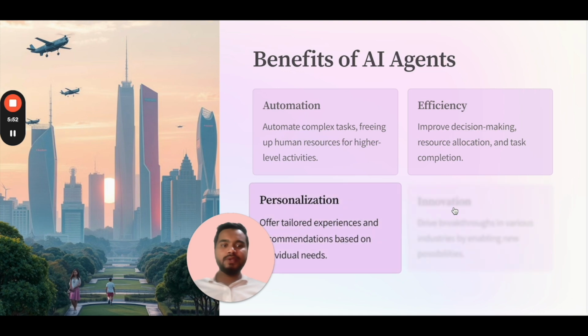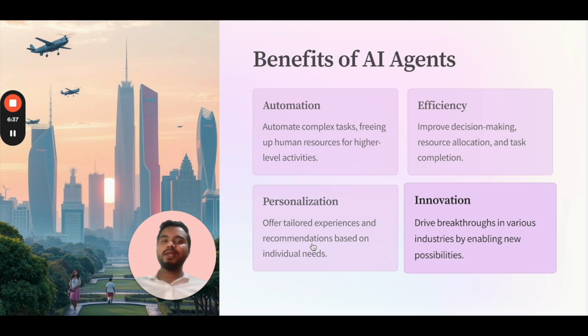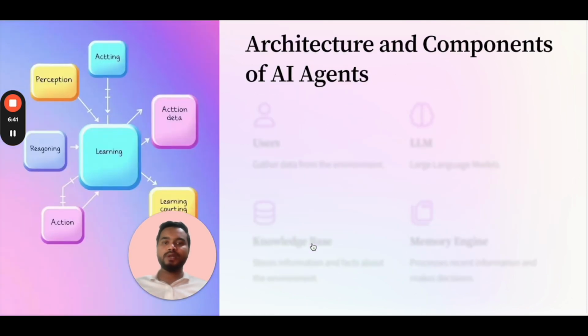Efficiency: these are systems which will help us get good results which are accurate. Personalization: since they evolve over a period of time, they tailor information which is specific to us. And innovation: AI agents are definitely helping to drive innovation across companies.